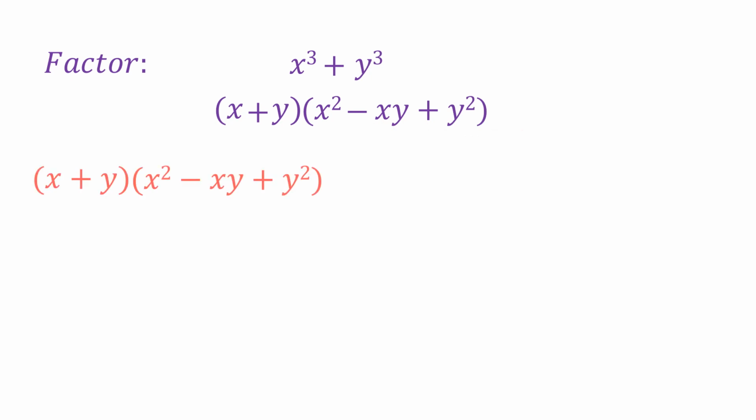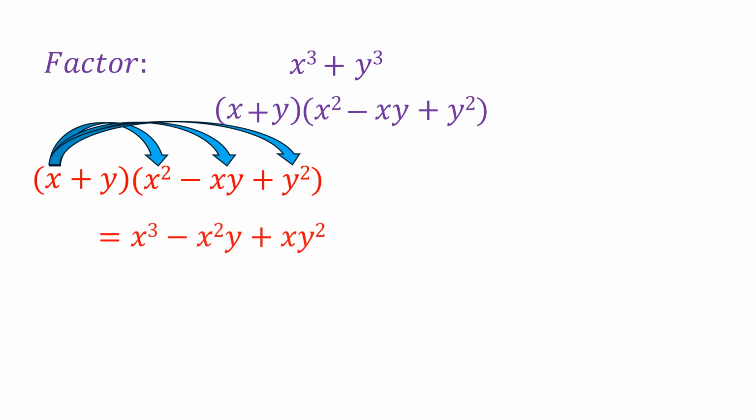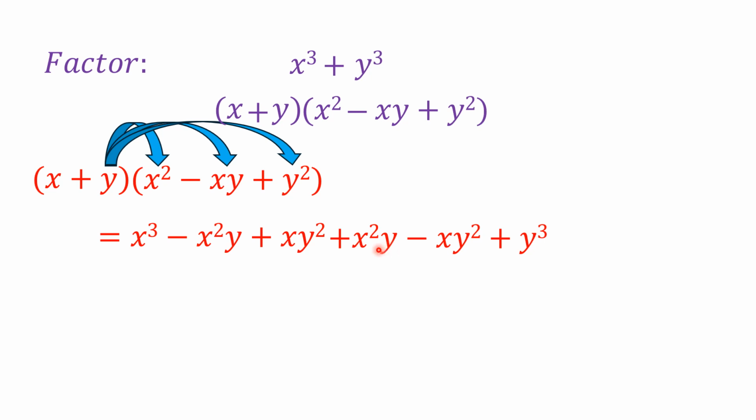Let me show you that if you multiply this with the other factor, it will go back to x cubed plus y cubed. So let's review first. Let's distribute the x, and x times x squared is x cubed. X times negative xy is negative x squared y, and x times y squared is xy squared. And then you distribute the y, so y times x squared is x squared y. Y times negative xy is negative xy squared, and y times y squared is y cubed, which is this.